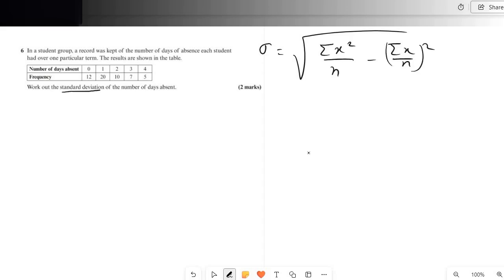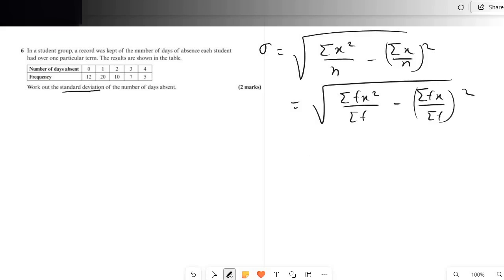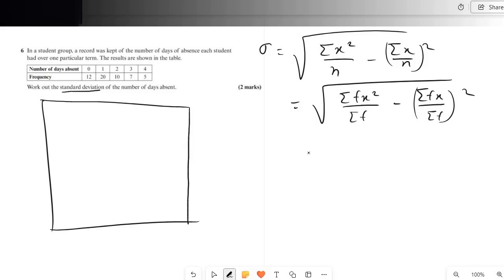In this case, because there is frequency present, we have to use the alternative formula for frequency, which is summation of fx squared divided by summation of f, minus summation of fx, or xf, divided by summation of f, whole square. So first of all, we have to calculate the values of x squared, then multiply it with f, and then we can apply the formula. So that means we have to tabulate this vertically.